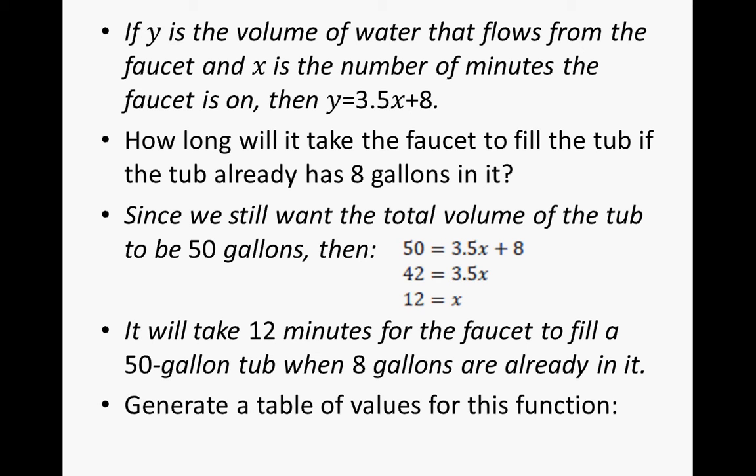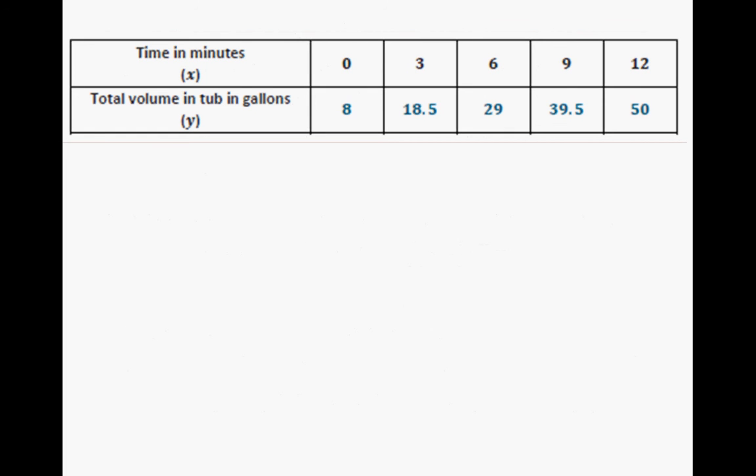So based on this, generate a table of values for this function. Well, you could generate the following. For 0 minutes, there would be 8 gallons of water. 3 minutes would be 18.5 gallons. 6 minutes would be 29 gallons, and so on and so forth.